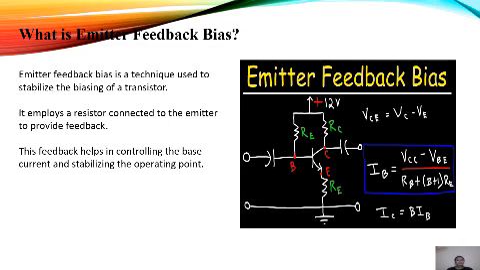What is emitter feedback bias? Emitter feedback bias is a technique used to stabilize the biasing of a transistor. It employs a resistor connected to the emitter to provide feedback. This feedback helps in controlling the base current and stabilizing the operating point.